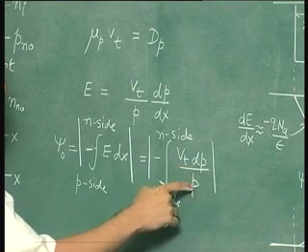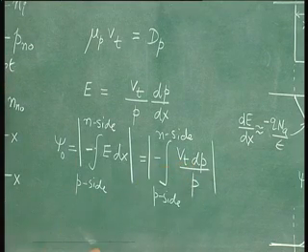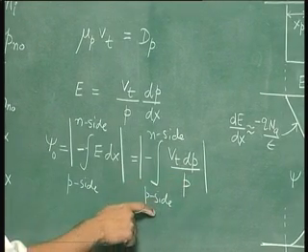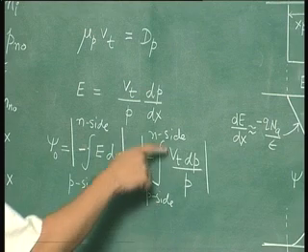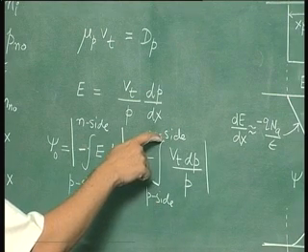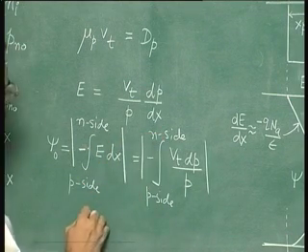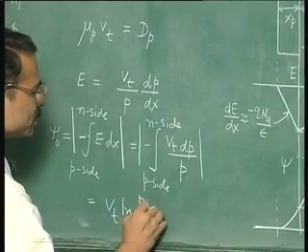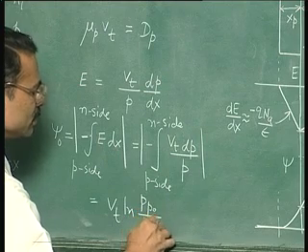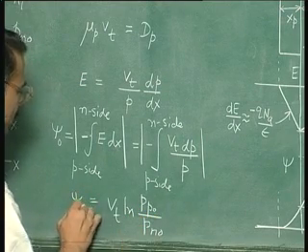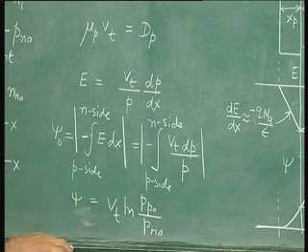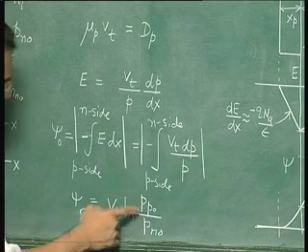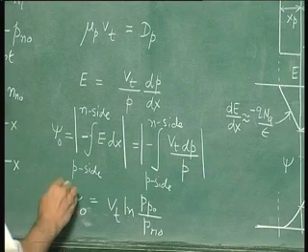So the integral of dp by p is nothing but ln of p. If you take p on the p side, it is pp0, and p on the n side, it is pn0. Therefore the result is Vt ln pp0 by pn0, that is psi naught. Since pp0 is more than pn0, this is positive. So this is the formula for psi naught.